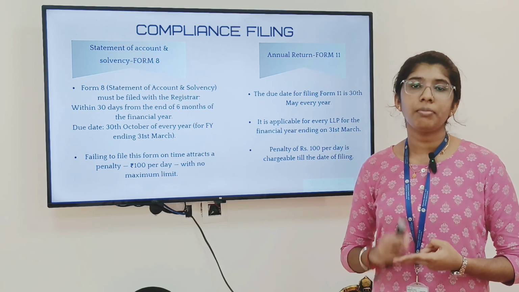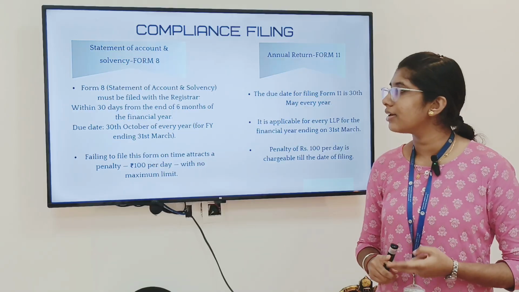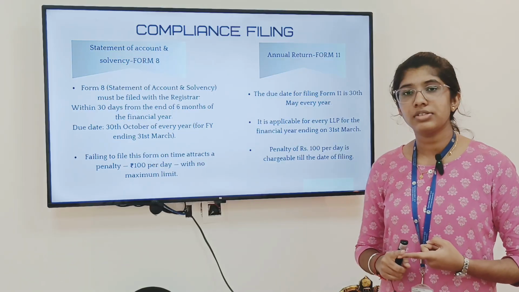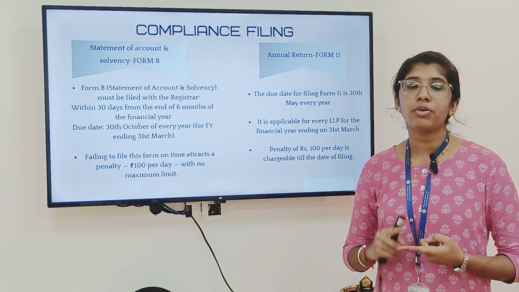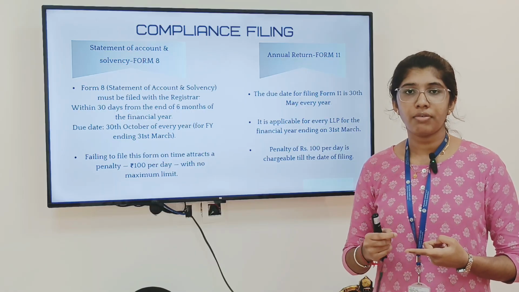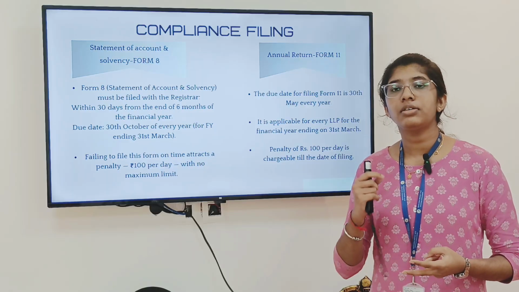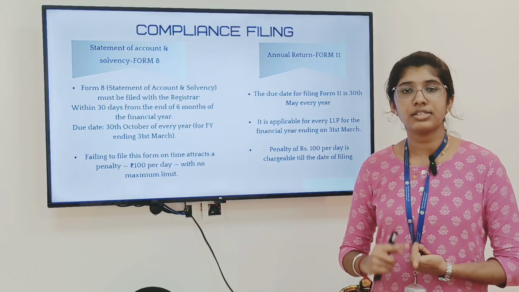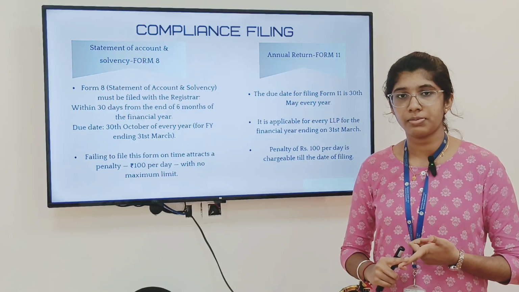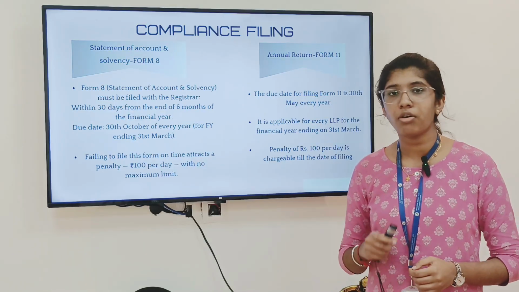The two important major documents for an LLP are Form 8 and Form 11. Form 8 is a statement of accounts and solvency. Form 8 has two parts. Part A says whether the LLP is solvent or not, whether it is able to pay its debt. Part B gives a brief financial summary, including the statement of assets and liabilities, and statement of income and expenditure.